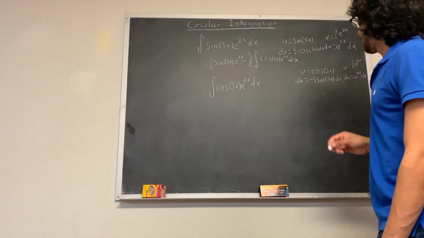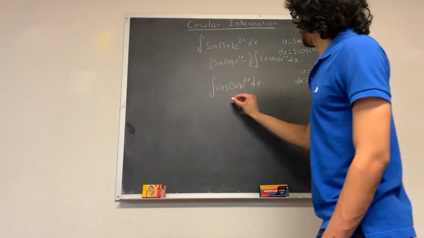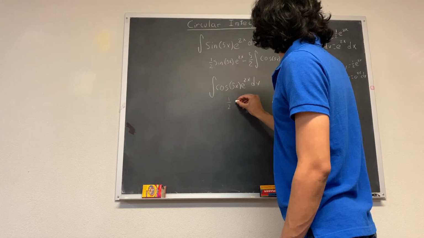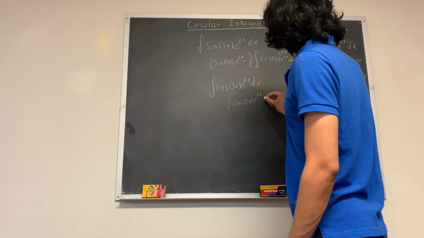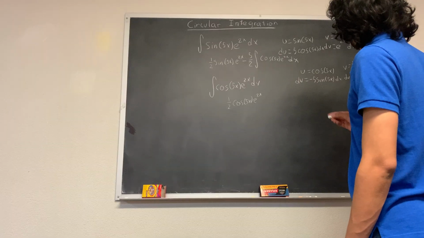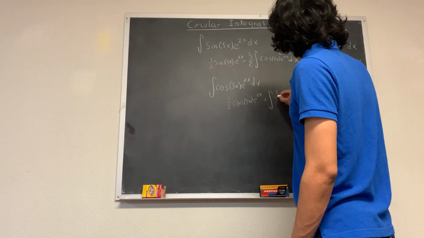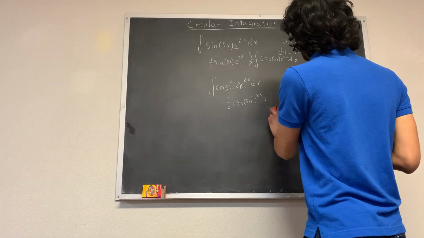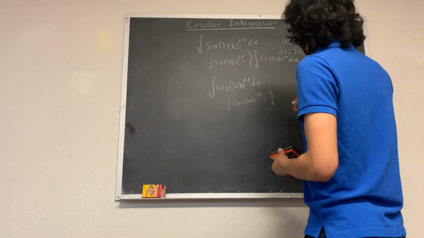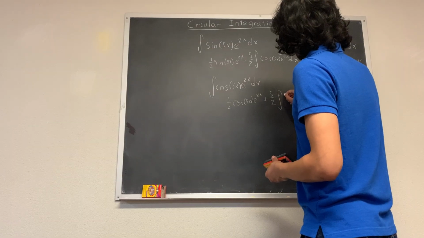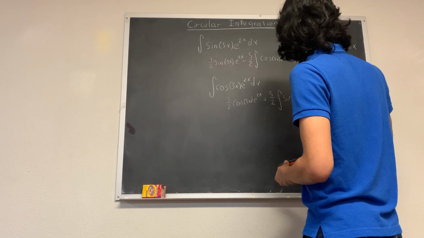Okay, so now after all of that, we can do our uv, and that's going to be 1/2 cosine of 5x e to the 2x, and then it's going to be minus v du, but we already have a minus here, so it's going to be plus 5/2 integral of sine of 5x e to the 2x dx.